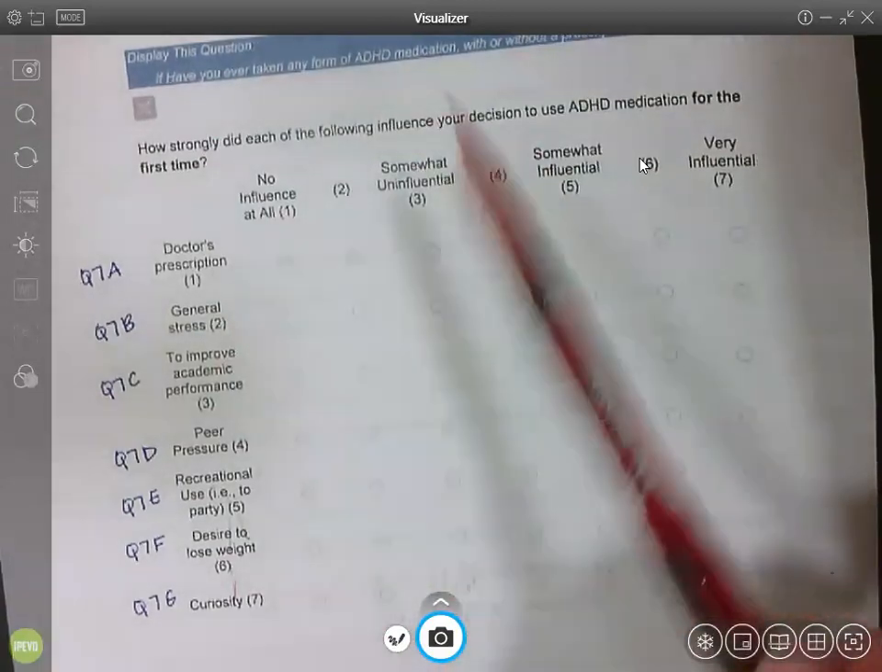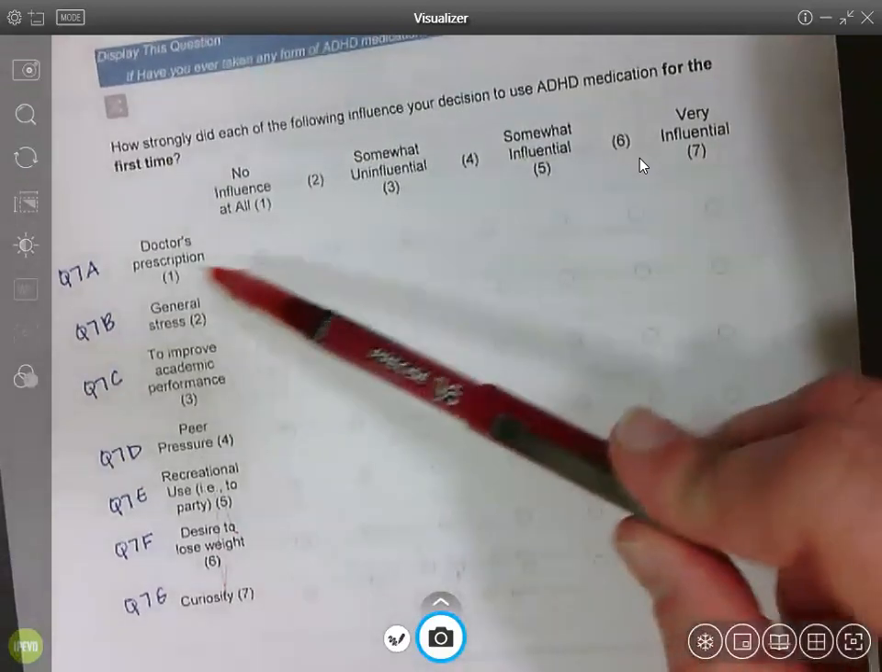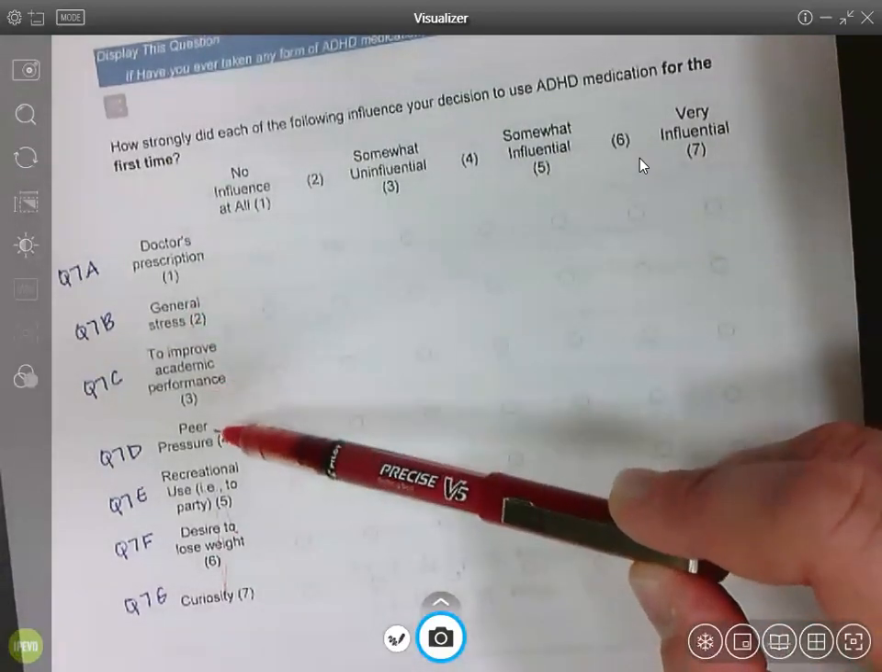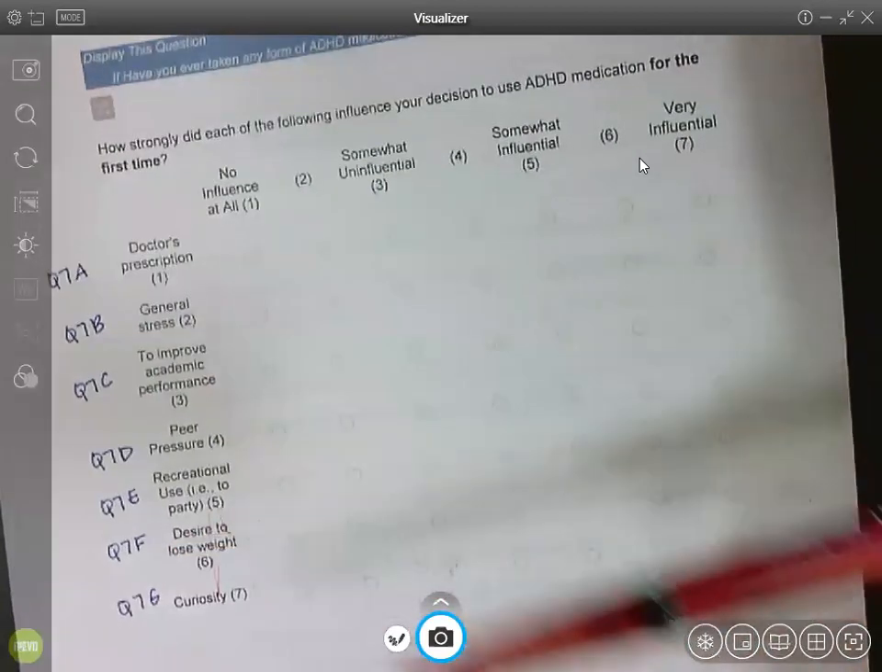All right, and so things that we brainstormed could have influenced their decision to use it the first time. Their doctor actually prescribed it. They were feeling stressed out. They wanted to do better in school, peer pressure, recreational use, desire to lose weight, or they were just curious what would happen.